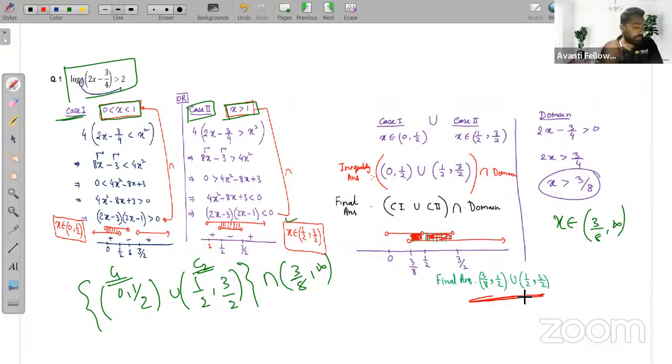Okay. So when you are having the base as a variable, first you have to take the first case as x lying between 0 and 1, and the second case will be to solve the inequality for x greater than 1, and then find the domain. Then the solution will be C1 union C2, solution of case 1 union solution of case 2, intersection domain. Okay, that is your required answer.